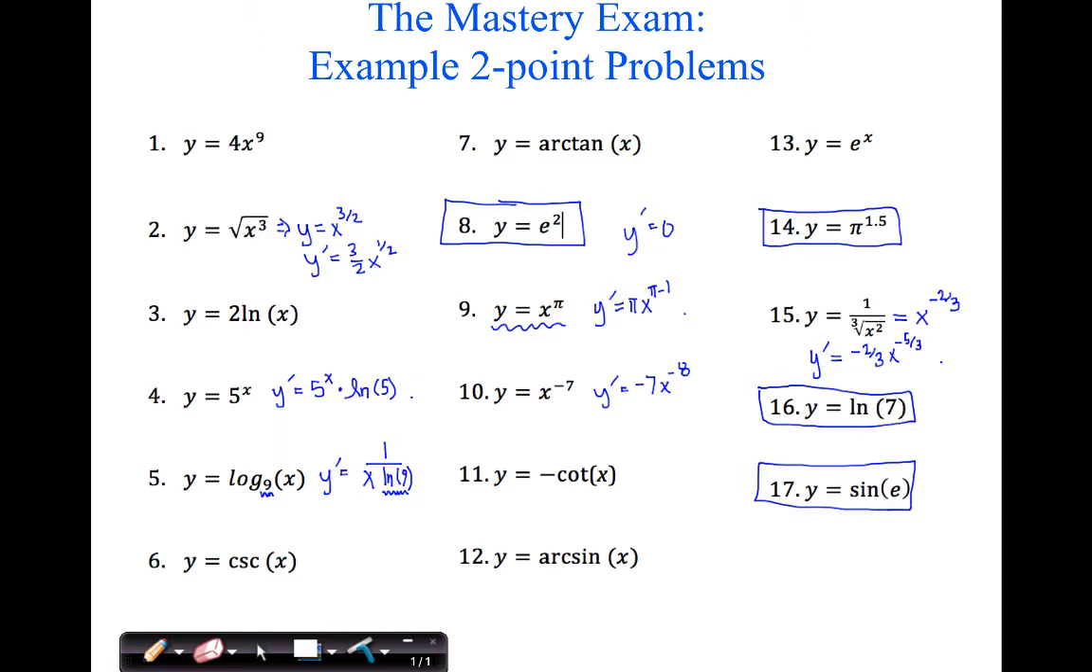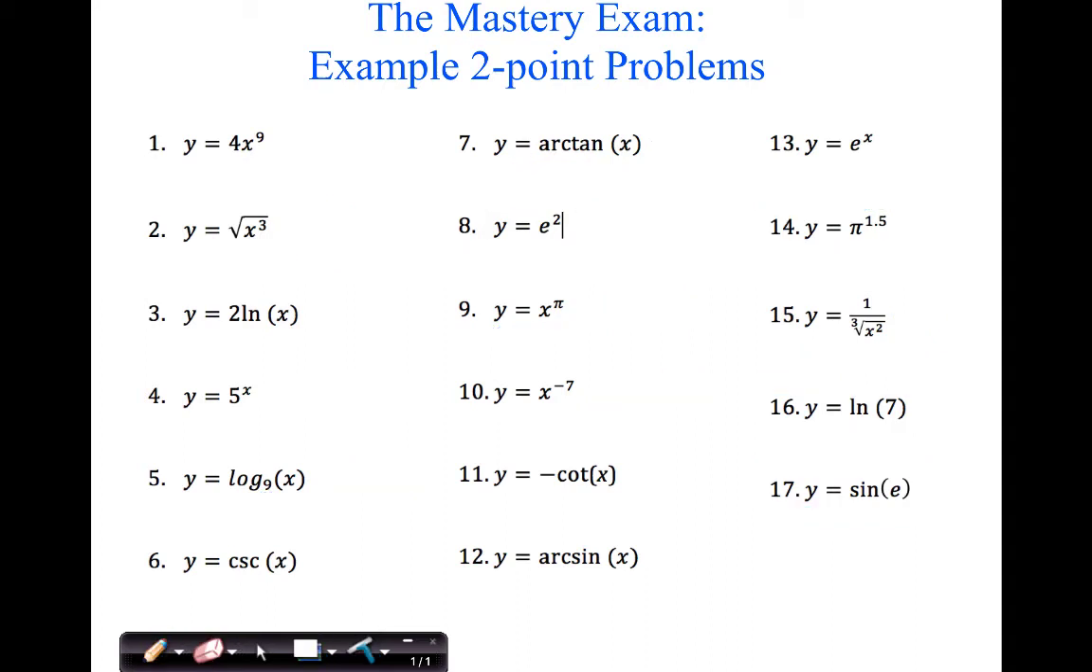Arctangent, arcsine, cotangent, cosecant. Just make sure you're good with your trig derivatives. Arctangent means the same as inverse tangent. If you like seeing it that way better, please write it that way. But the derivative is the same either way. y prime is 1 over 1 plus x squared. That's just straight off the sheet. All right, so moving on to things that aren't just straight off the sheet.